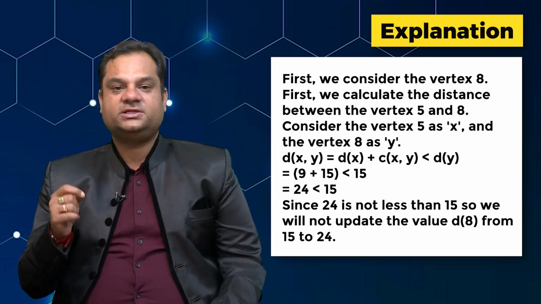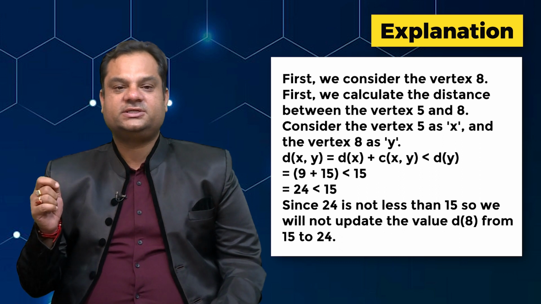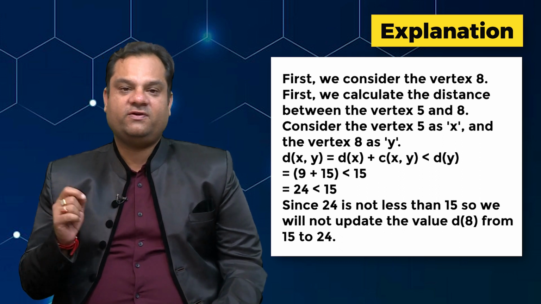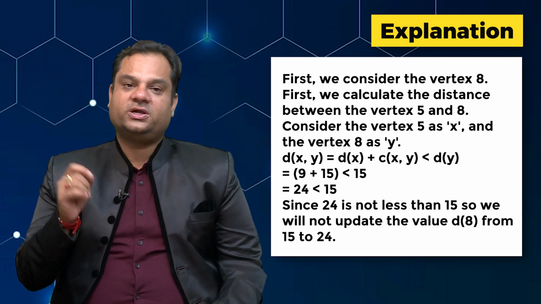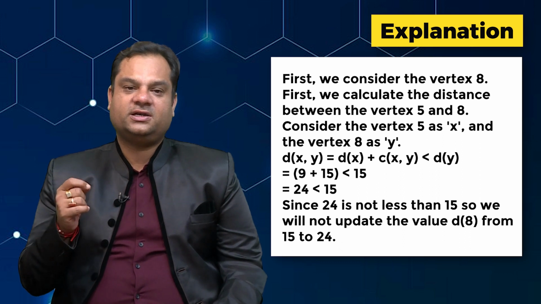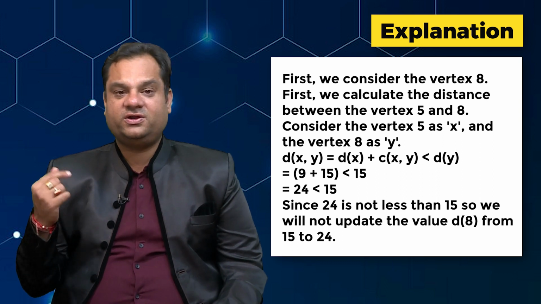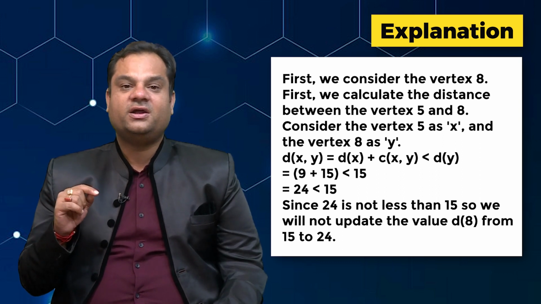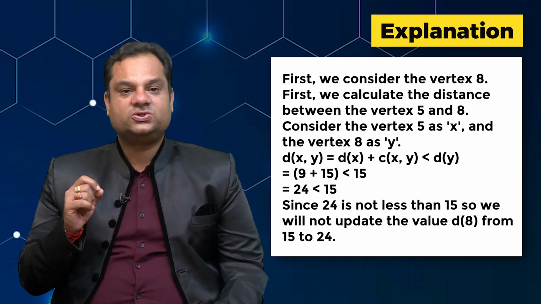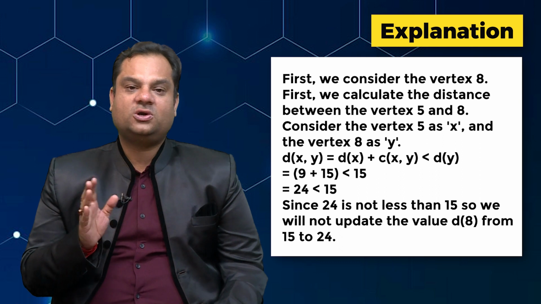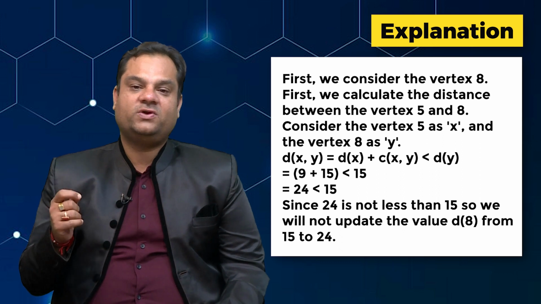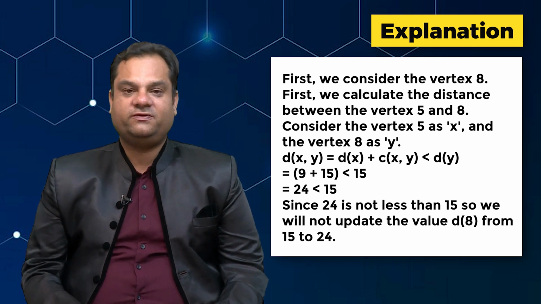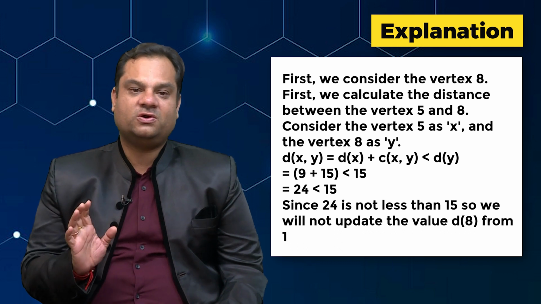First, we consider vertex 8. We calculate the distance between 5 and 8. Consider vertex 5 as x and vertex 8 as y. Again, put the values: dx is 9 and c of xy is 15, and d of y is currently 15. So, the new value is 24. Since 24 is not less than the old value 15, we will not update d8 from 15 to 24. We keep the old value 15.